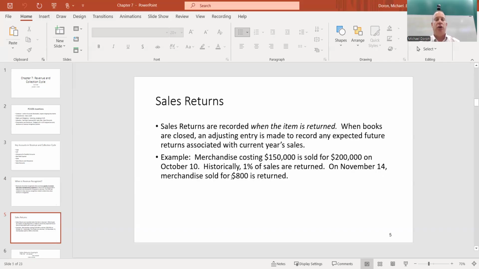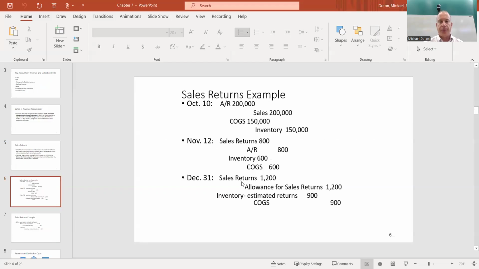On November 14th, merchandise sold for $800 is returned. Okay. So first you record the sale, 200,000, and the cost of goods sold and inventory was 150,000. You record a sales return and take that off, and you record that it's back in inventory for the actual good that was returned. And then you have to make an adjusting entry for the sales returns that haven't happened yet, as of the end of the year. So you record sales returns and allowance for sales returns for 1,200. And you put it back into estimated inventory because you don't actually have it yet.